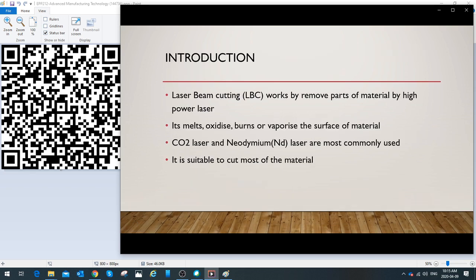First of all, laser beam cutting works by removing parts of material by high power laser. It melts, oxidizes, burns, or vaporizes the surface of the material so that the material can be cut into desired shapes. There are many types of laser, but the most commonly used lasers are the carbon dioxide laser and neodymium laser because they are suitable to cut most materials.